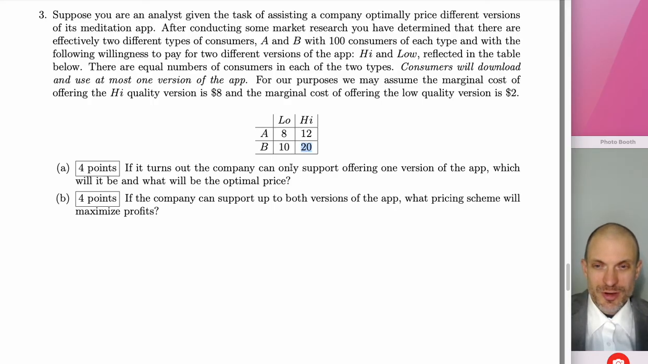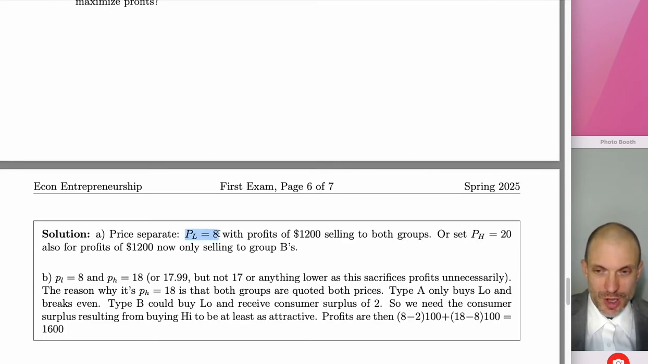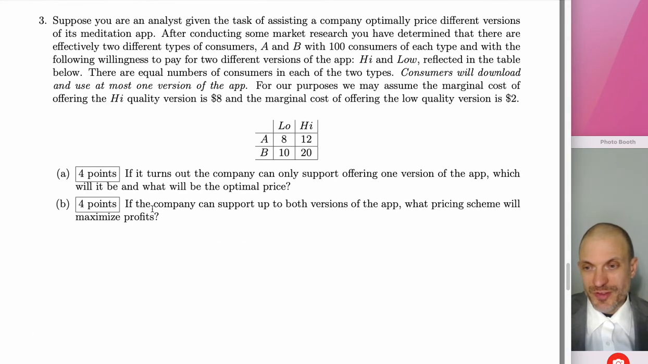It turns out it's going to be the same whether you set the price of low at 8 and sell to 200 people, or set the price of high at 20 and sell only to 100 people, right? And so this would be only selling low quality, or only selling high quality. Then for the second one, we say, okay, we can support both versions of the app. Which pricing scheme are we going to use to maximize profit?